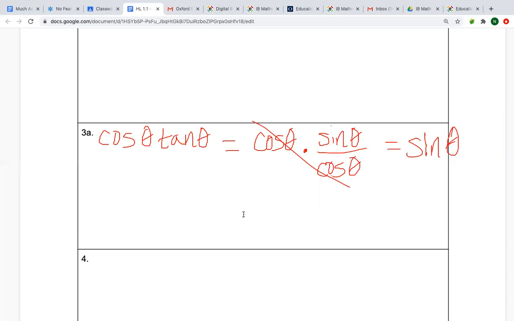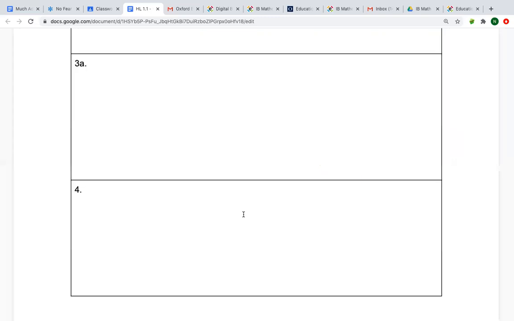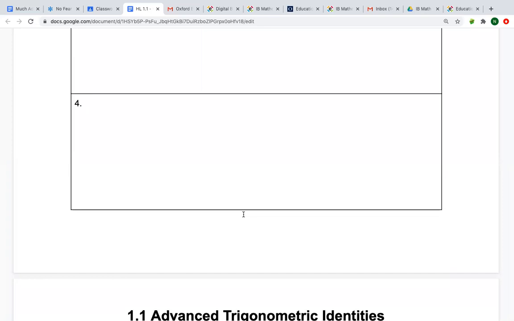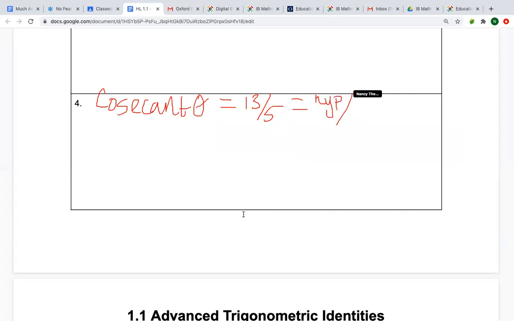Okay, lastly, we have cosecant theta is equal to 13 over 5. And remember that cosecant of theta, when we wrote it in terms of opposite, hypotenuse, adjacent, would be hypotenuse over opposite.